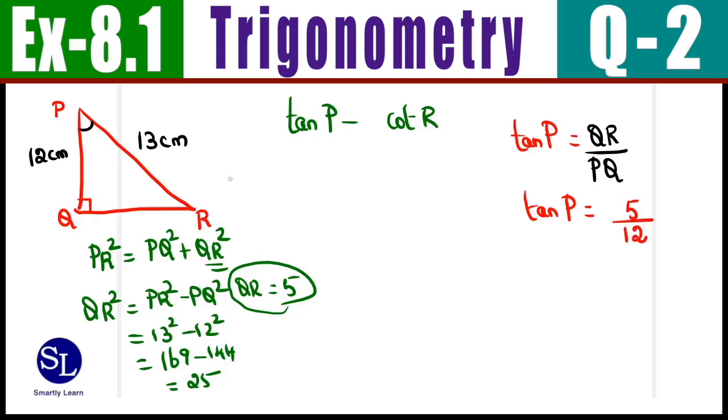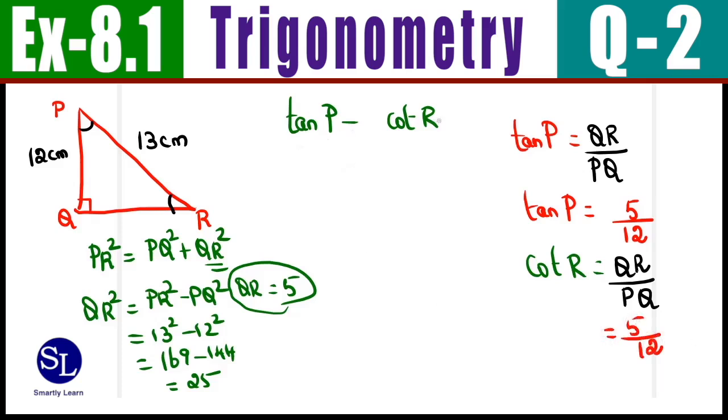Now let's compute cot R. Cot R is the reciprocal of tan R, so for cot R, it is adjacent divided by opposite. This is going to be the R vertex. So let's see, the adjacent is going to be QR, and the opposite is PQ. So cot R is going to be QR divided by PQ. We simply found out the value of this right now, so I'm substituting: this is 5 by 12.